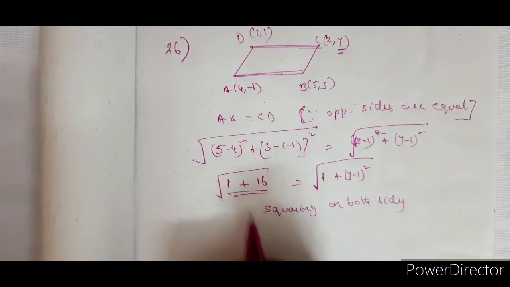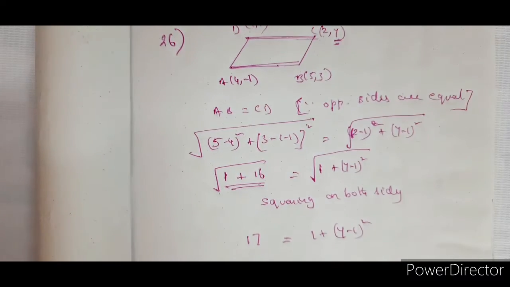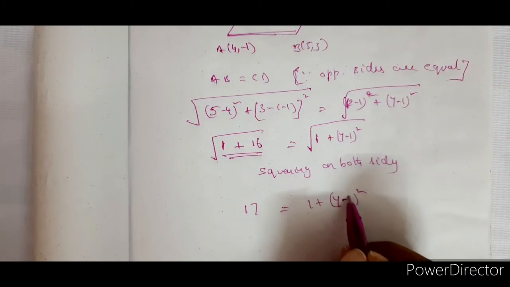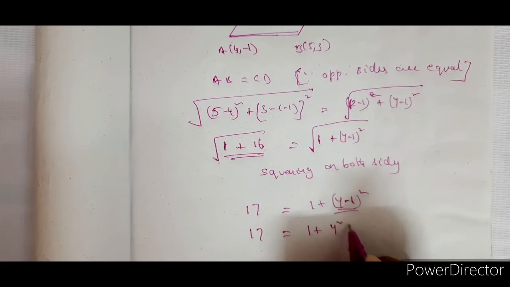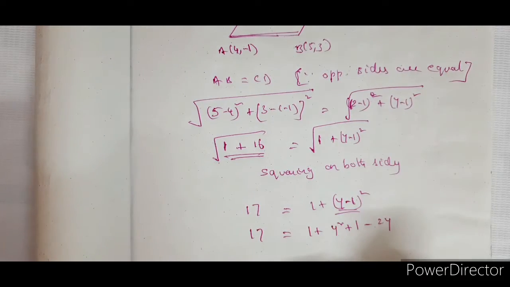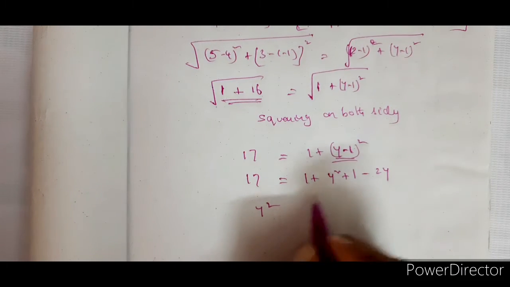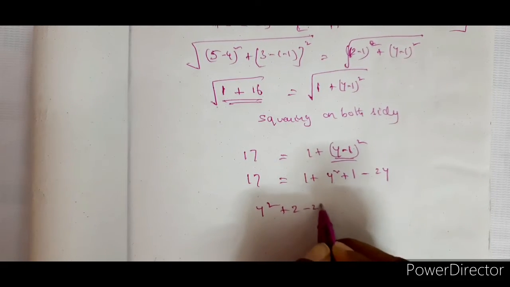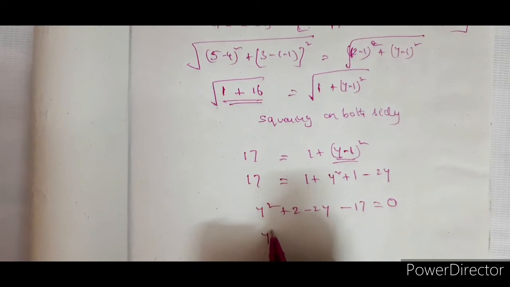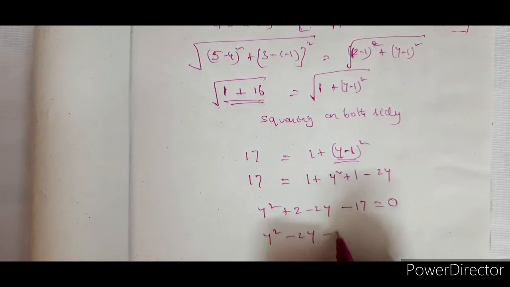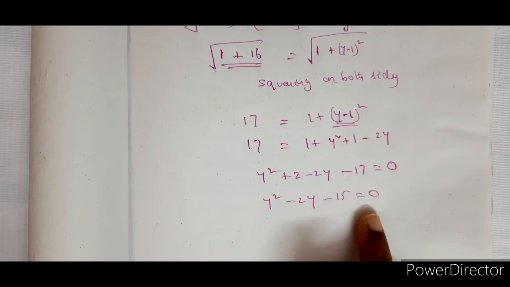Here under the root you have 17. Therefore you will get 17 is equal to 1 plus (y minus 1) whole square. So you are going to get a quadratic equation now. Using the (a minus b) whole square formula, that is y square plus 1 minus 2y. So rewriting this equation, you will get y square plus 1 plus 1 is 2, minus 2y, minus 17 is equal to 0, or y square minus 2y minus 15 is equal to 0.